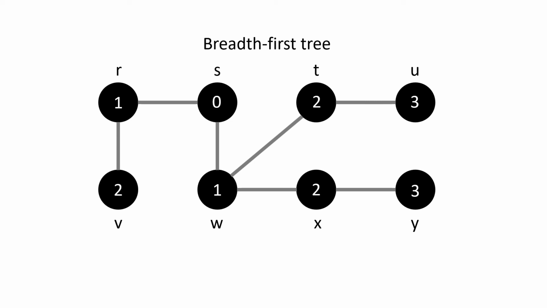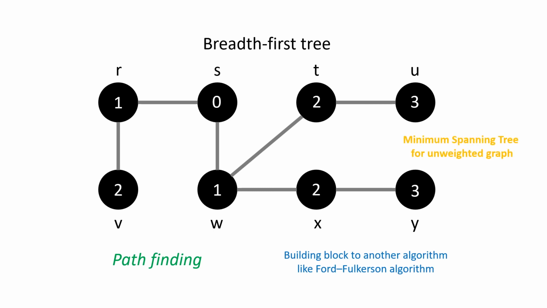The result of running the BFS algorithm is a tree that contains all the nodes that are reachable from the source node and the shortest path of every node from the source node. We can also use the BFS algorithm as a building block for other algorithms and to build a minimum spanning tree for unweighted graphs.